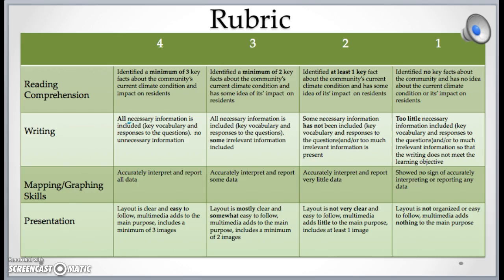As you prepare your project, refer frequently to the rubric, because you're going to be graded on your reading comprehension, your writing, your mapping and graphing skills, and the overall aesthetics of your presentation. Go ahead and have fun with this.